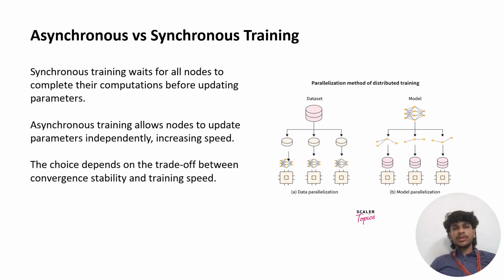Asynchronous versus synchronous training. Synchronous training waits for all nodes to complete their computations before updating parameters. Asynchronous training allows nodes to update parameters independently, increasing speed. These choices depend on the trade-off between convergence, stability, and training speed.